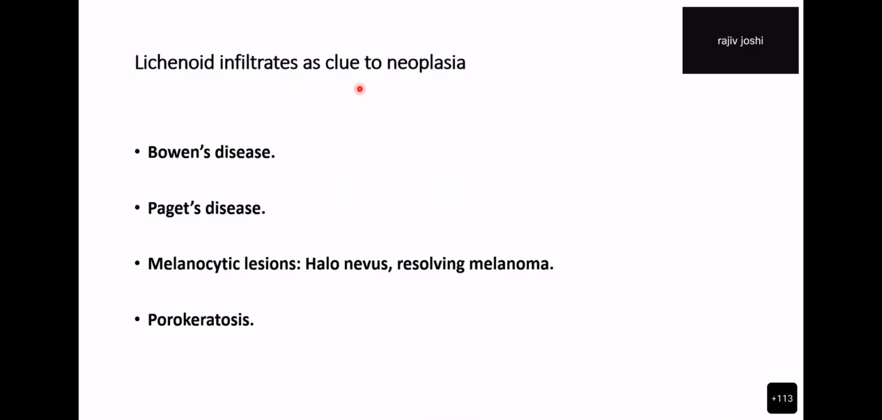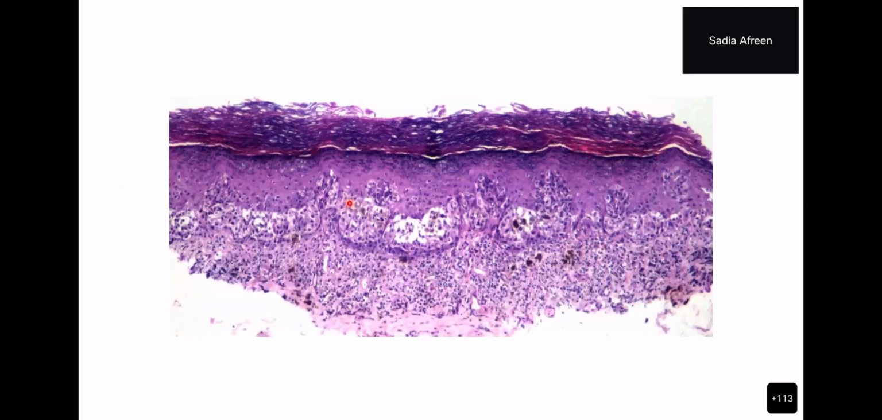Then you can get lichenoid infiltrates as clues to neoplasia. As I said, Bowen's disease, Paget's disease, melanocytic lesions, halo nevus, resolving melanoma can also show lichenoid infiltrates, and porokeratosis. You see here, this is a very straightforward diagnosis. Anybody? Looks like Paget's. Yes, this is Paget's disease, and this was extramammary Paget's disease.